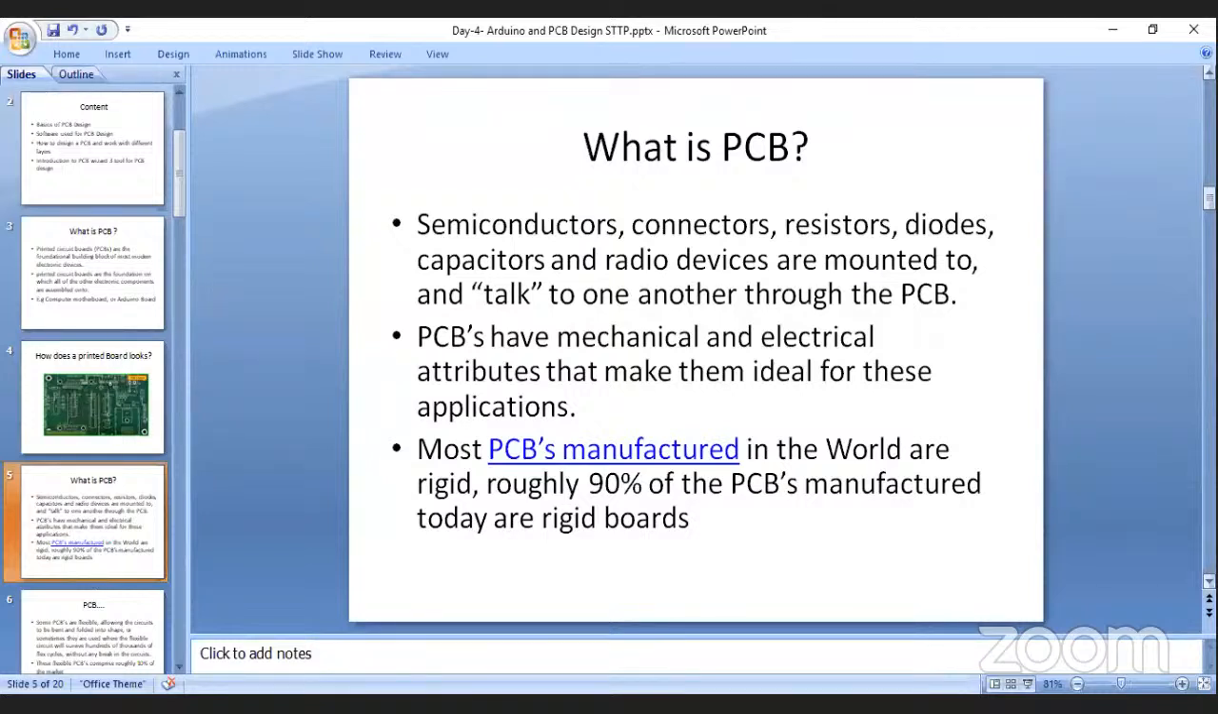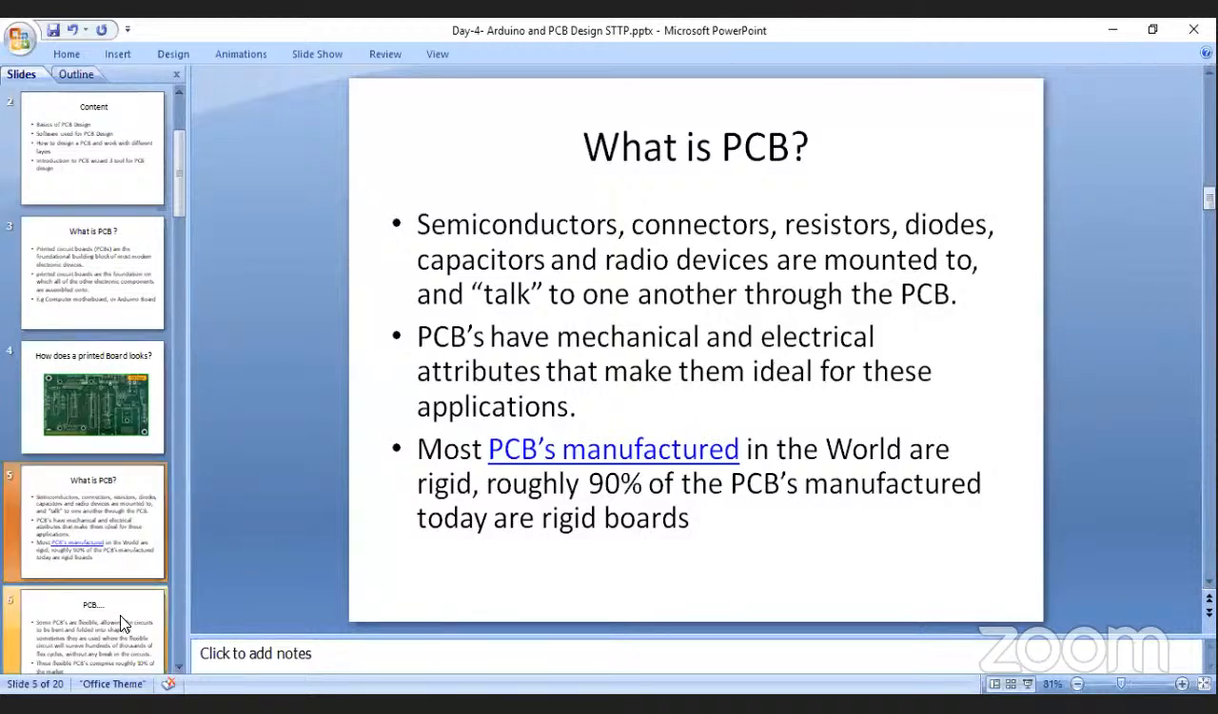The PCBs have mechanical and electrical attributes that make them ideal for different applications, right? Most PCBs manufactured in the world are rigid. Rigid PCBs are found everywhere, and roughly 90% of the PCBs manufactured in today's world are rigid boards, starting from the motherboard, the mouse, whatever is used in smartphones, and the electronic gadgets that majorly utilize rigid PCB boards, right? It has a little bit of weight, but compared to the other components it is lighter in weight, right? But it is rigid, so normally that particular board can't quickly break, right? So it has a certain rigidity to it, right?